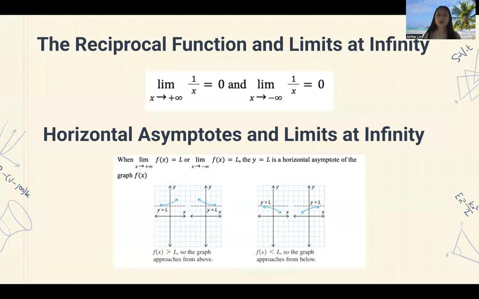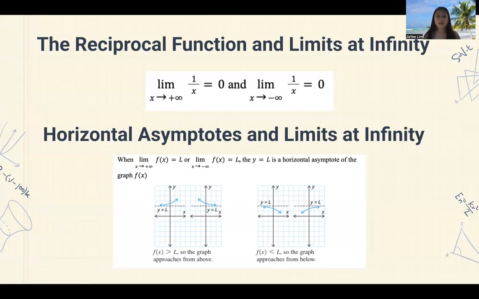For reciprocal functions, it will have a horizontal asymptote at 0. For horizontal asymptote and the relationship between the limits at infinity, first of all, we will use the limit notation to find the horizontal asymptote. By that, y equals L will be the horizontal asymptote.